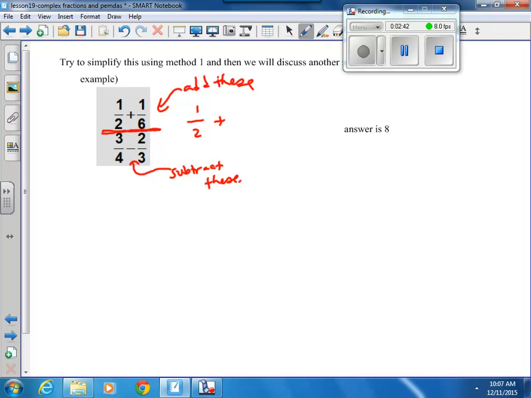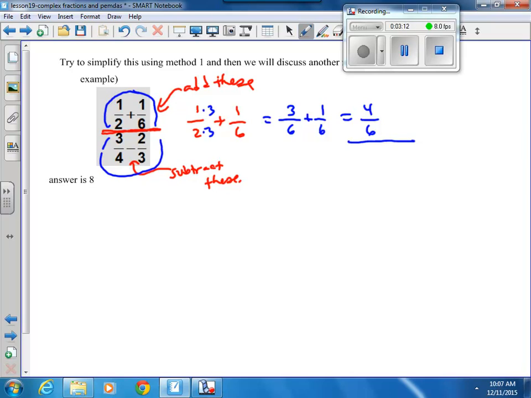Well, let's see. A half plus a sixth. We need the common denominator, which is 6. Multiply by 3, multiply by 3. Aha, so then we'd have 3/6 plus 1/6, which is 4/6. So we have 4/6 for the numerator. Now let's deal with the denominator.